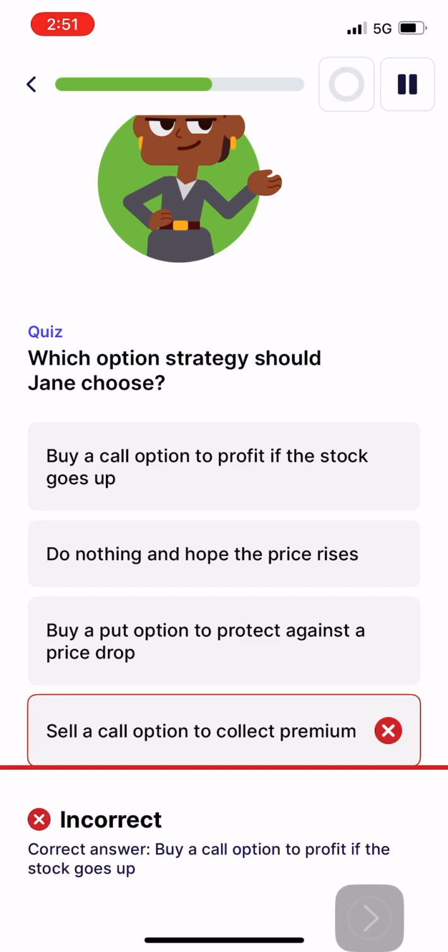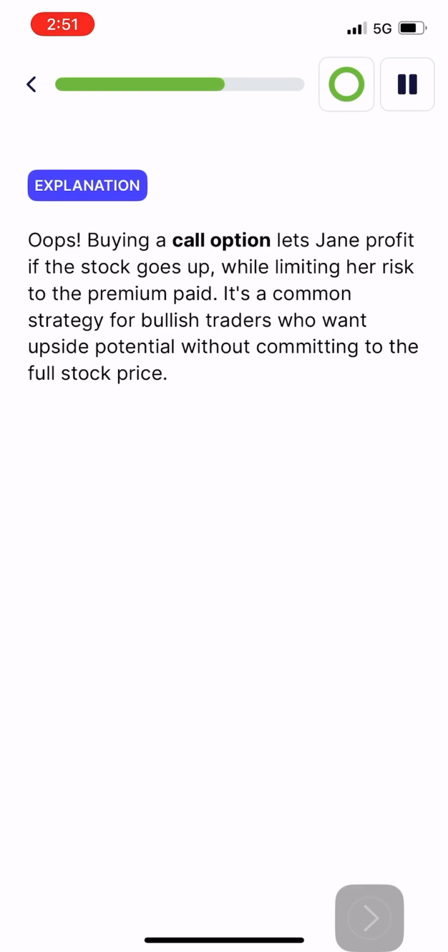No, the correct answer was buy a call option to profit if the stock goes up. Oops, buying a call option lets Jane profit if the stock goes up, while limiting her risk to the premium paid. It's a common strategy for bullish traders who want upside potential without committing to the full stock price.